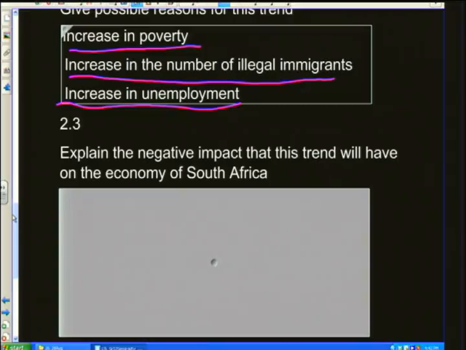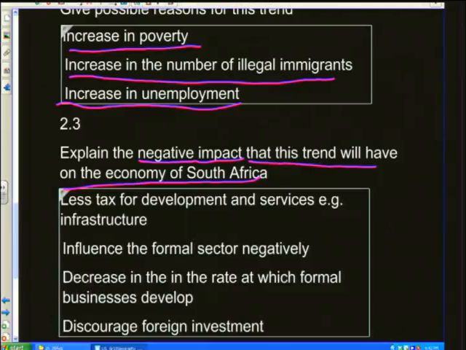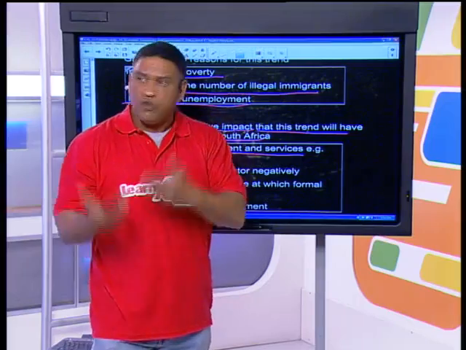All right, let's look at the next question. Explain the negative impact. Please, learners, I wanted to leave this word out, but I just put it in. When we say this, look at this word, very important. Whether it's a negative or positive impact that this trend will have on the economy of South Africa. What impact will it have? All right, and if I look at my answer here, number 1, simple stuff which you know already, just apply it. Less tax for development of services. Obviously, the government is not going to get a lot of tax, and we use the tax for improving our facilities, our services, etc.